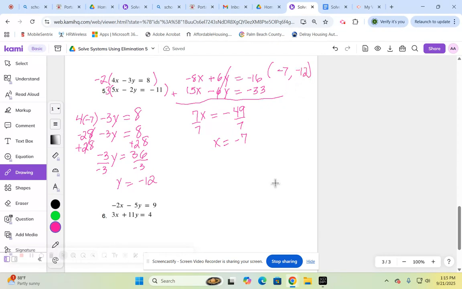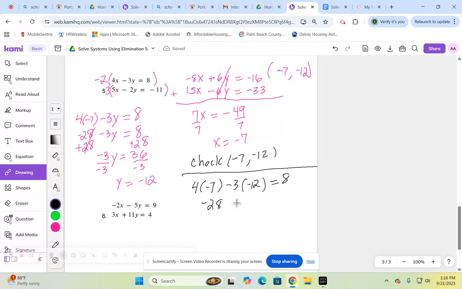All we have to do is check and see if that is correct. So let's check. Negative 7 comma negative 12. All right, 4 times negative 7 minus 3 times negative 12. Does that equal 8? Well, that's negative 28 plus 36, and that does equal 8.